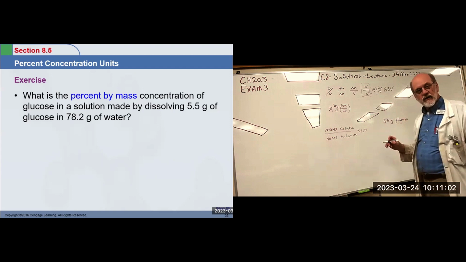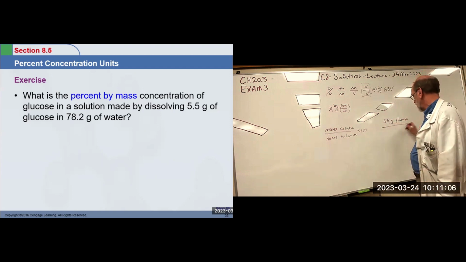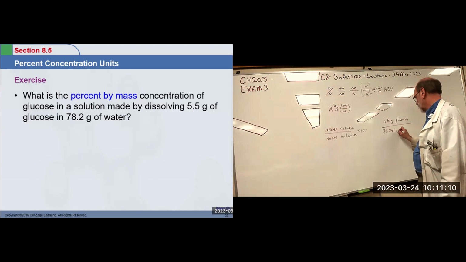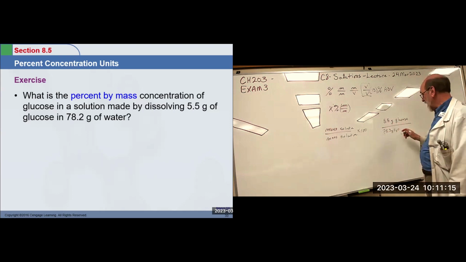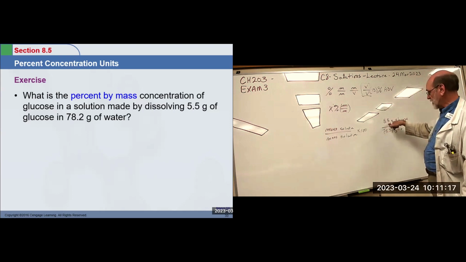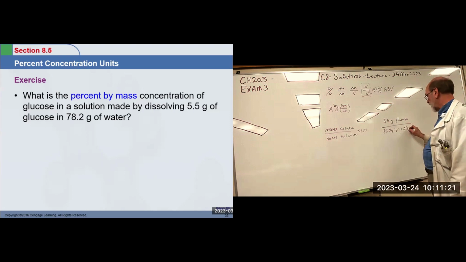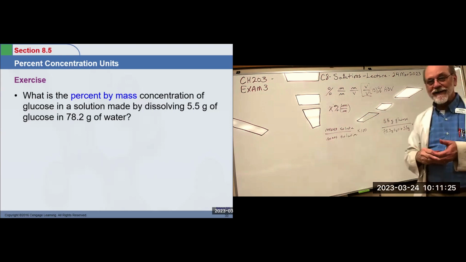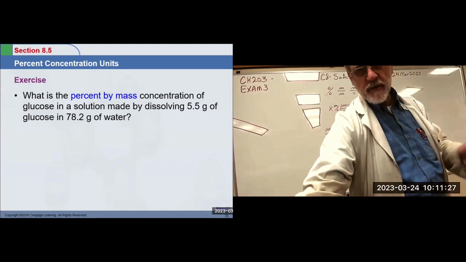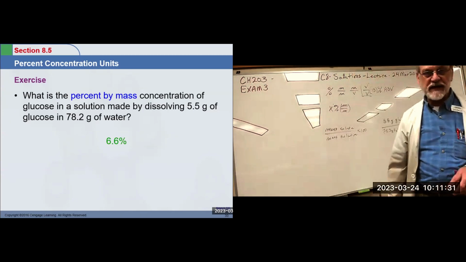Okay, and you're going to put it in 78.2 grams of water. Now that's not the total mass of the solution. The mass of the solution also has the solute in it. So you need 5.5 grams here times 100. Okay, that's how you would set it up, and then the rest is number crunching. And it should be 6.6%.